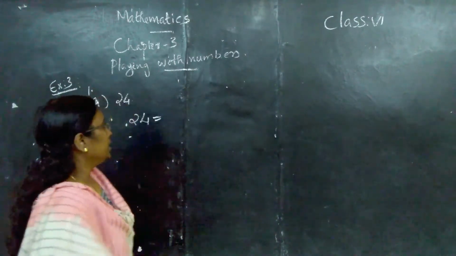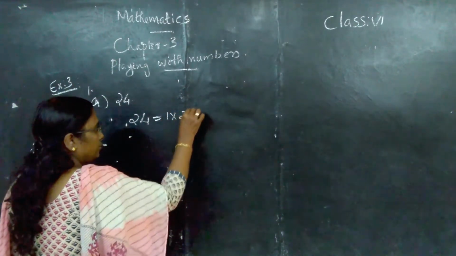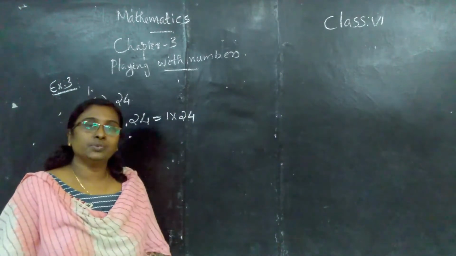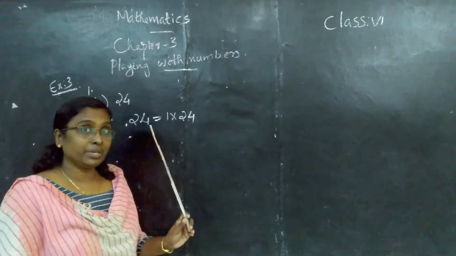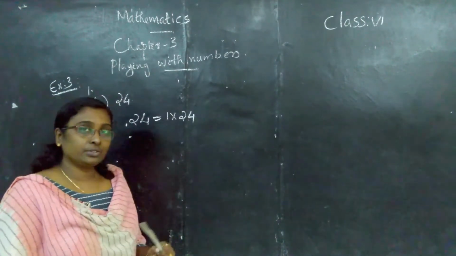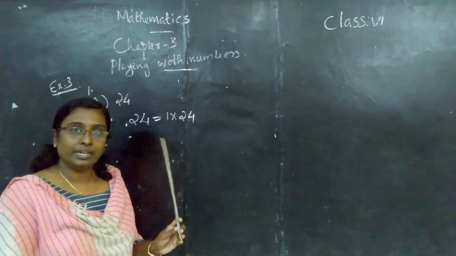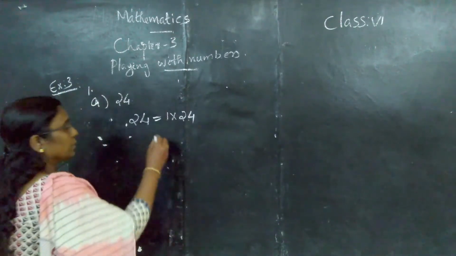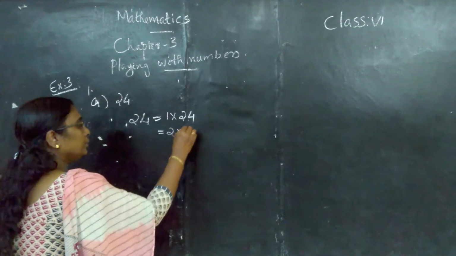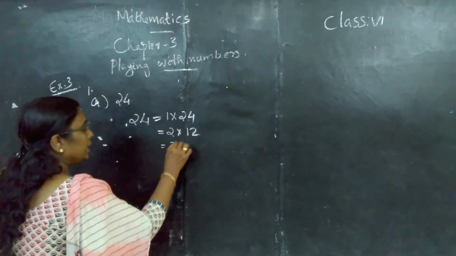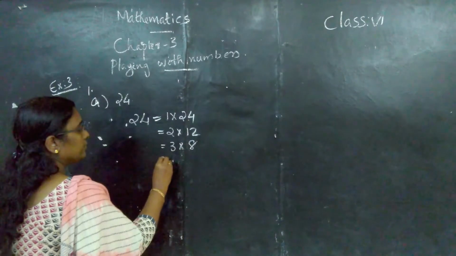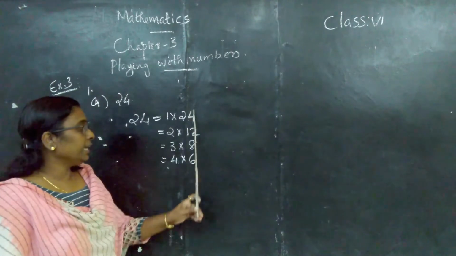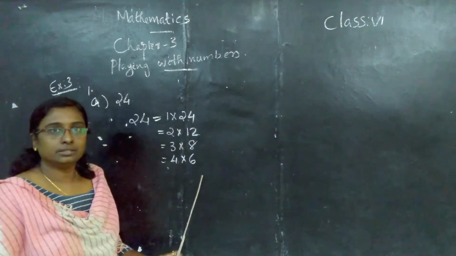24 can be written as 1 into 24, isn't it? From this we can say that 1 is a factor of every number, and we studied this in the previous class. 1 is a factor of every number, and the given number is a factor of itself, isn't it? So 24 equals 1 into 24. It can also be written as 2 into 12, 3 into 8, 4 into 6. 24 can be written in these 4 ways, these multiples, isn't it?